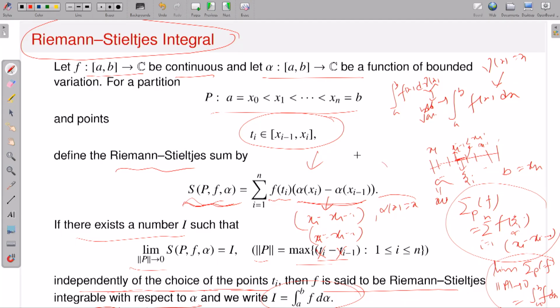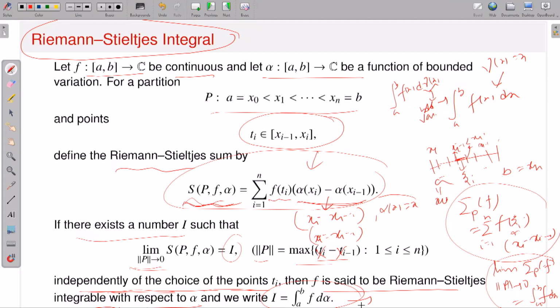and a partition, then I have a Riemann Stieltjes sum. I am saying that if there exists a number such that the limit as the norm of the partition goes to 0 exists, independent of the choice of my interim points Ti lying in the interval xi minus 1 to xi, then my function is Riemann Stieltjes integrable. And that number I, I will write as the integral from a to b of f d alpha. Right? I am integrating f with respect to a function of bounded variation. So this is the definition of the Riemann Stieltjes integral.